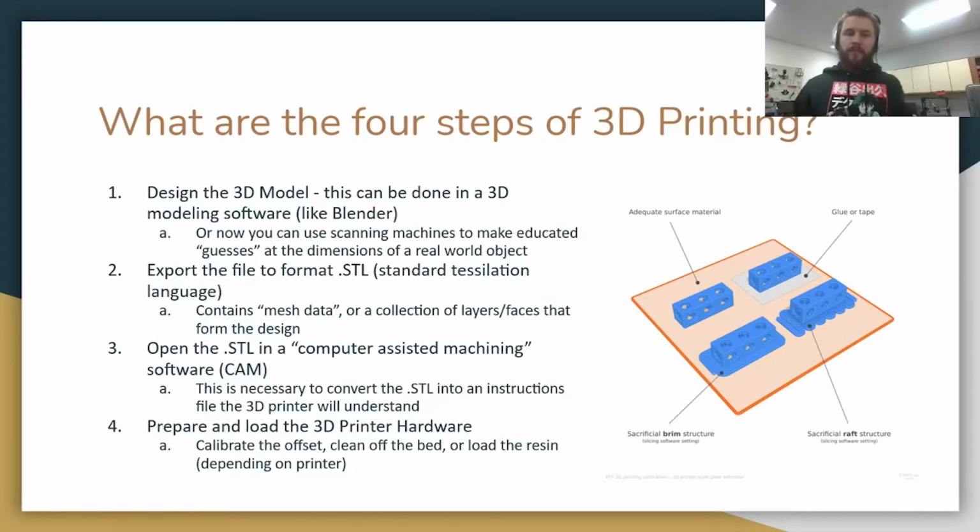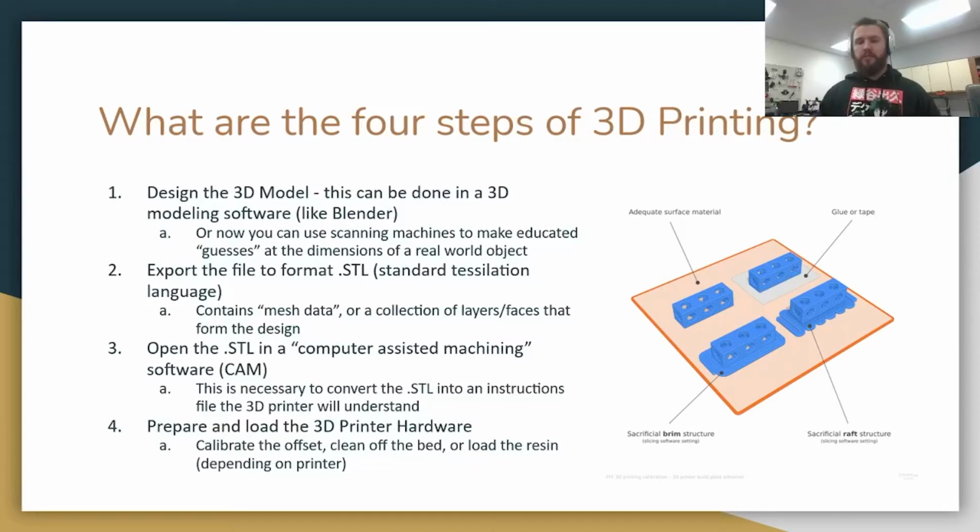So, what are the 4 steps of 3D printing? This looks very elaborate, but we're going to start from square one. When 3D printing something, you need to have more than just an idea. You need to have more than just a photo of something. You need to have a computer generated 3D model of what you're trying to print.